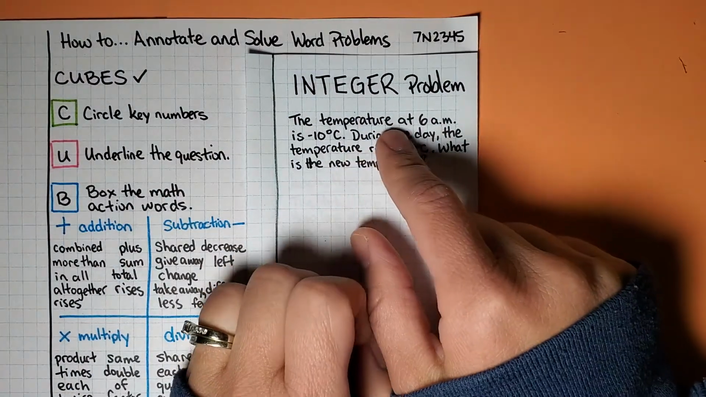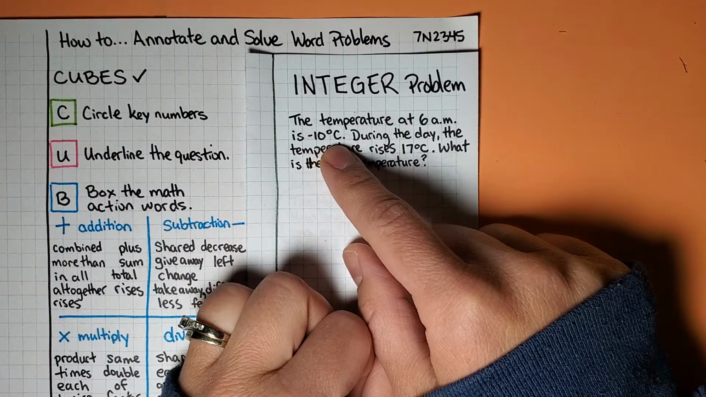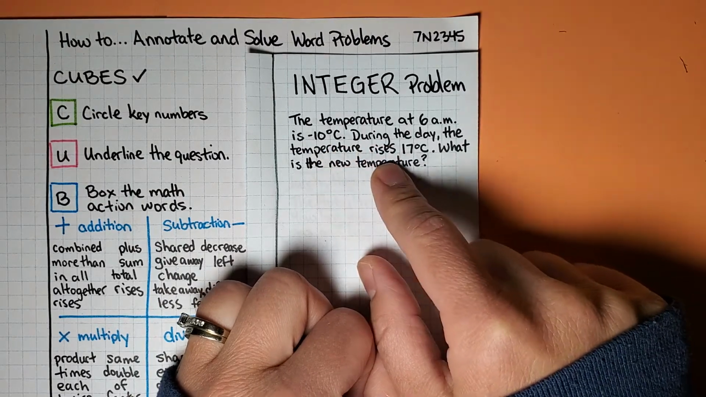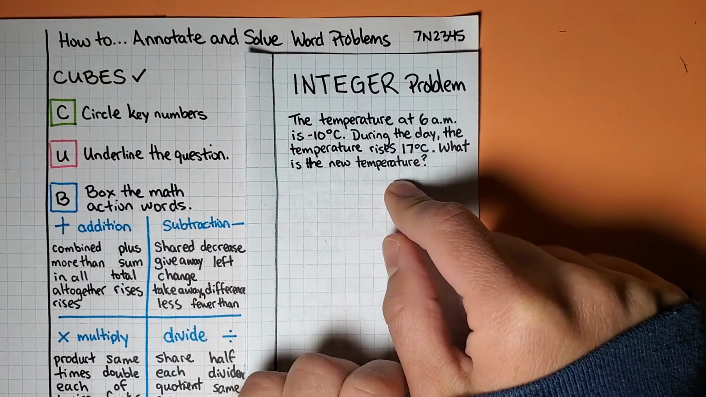All right, the temperature at 6 a.m. is minus 10 degrees Celsius, negative 10 degrees Celsius. During the day, the temperature rises 17 degrees Celsius. What is the new temperature?